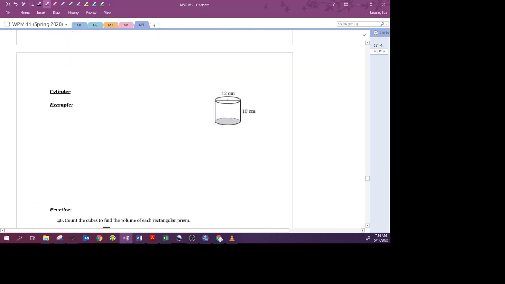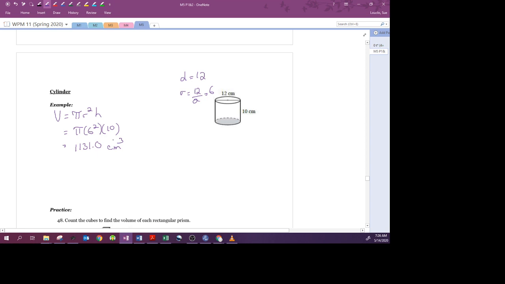Okay, for a cylinder, the volume is pi r squared h. That's the area of the base, which is the circle, pi r squared, times the height of the prism. This example gives us the diameter is 12, so the radius is 12 divided by 2, which is 6. So this becomes pi times 6 squared times 10, which is 1131.0 centimeters cubed. All right, there's some practice for you.